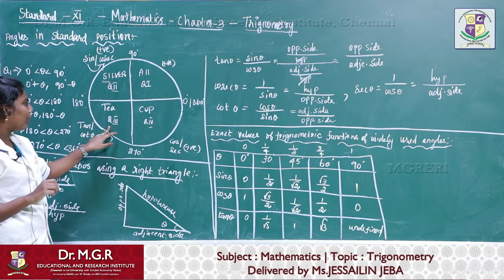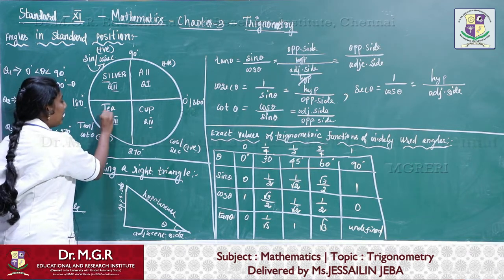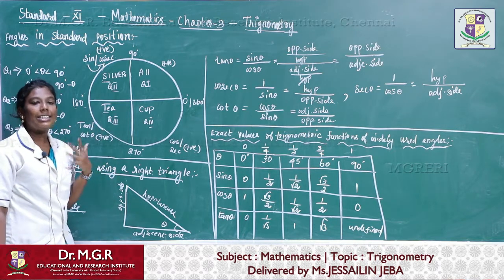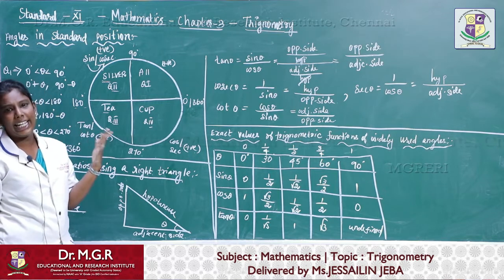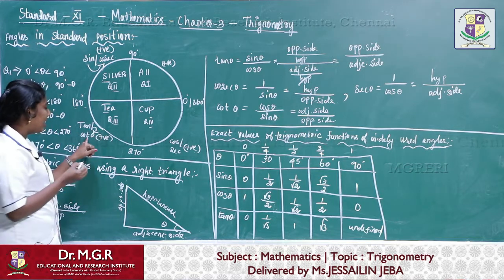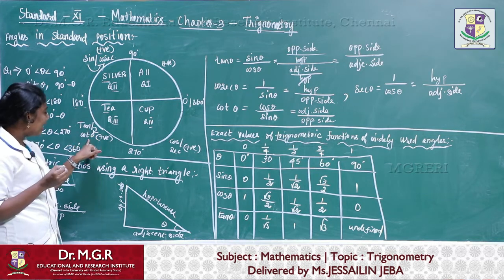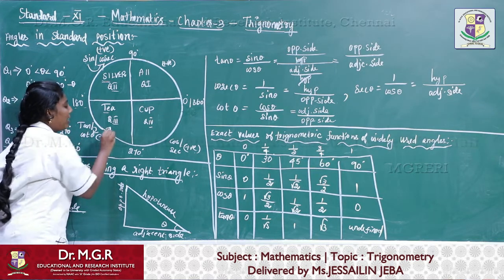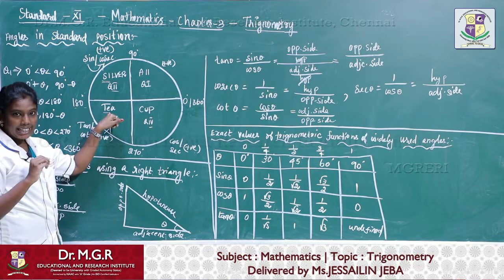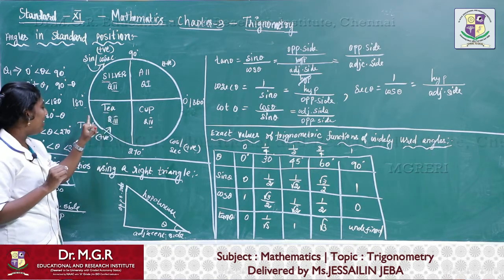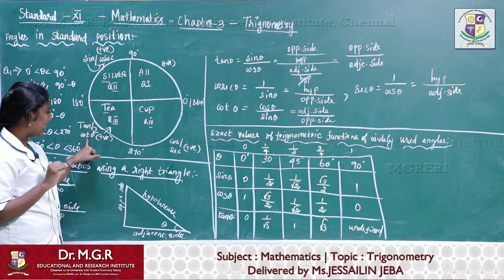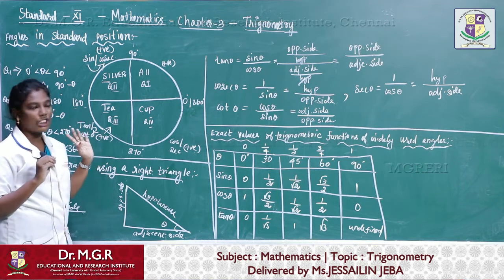Now take the third quadrant. The name of the third quadrant is Tea, which starts with the letter T. In our 6 ratios, which ratio starts with T? Tan theta. The reciprocal of tan theta is cot theta. So tan theta and cot theta are positive in this third quadrant. The third quadrant name starts with T, and our ratio starting with T is tan theta, whose reciprocal is cot theta. So tan and cot theta are positive in these degrees.